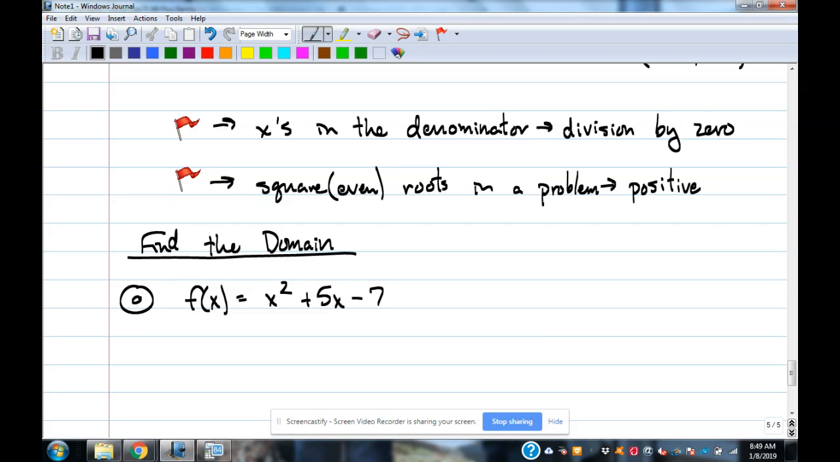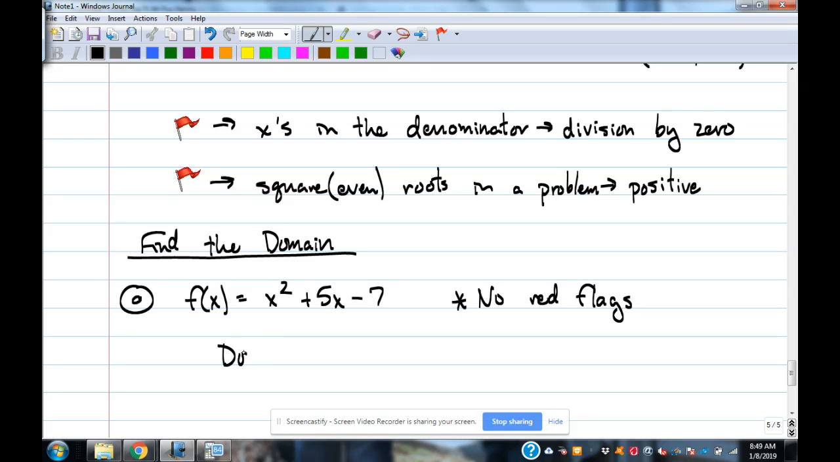So that red flag doesn't show up. Are there any square roots in this problem? There's a square root there? Where? There's a square. That's not a square root. So that red flag doesn't come up. So there are no red flags for this particular function, which means the domain doesn't change. The only time the domain changes is if one of those red flags comes up. So because there are no red flags, that's what we've got to think here: no red flags.